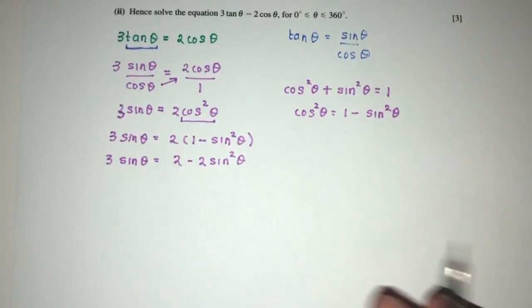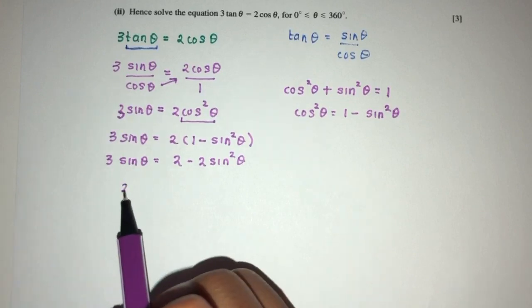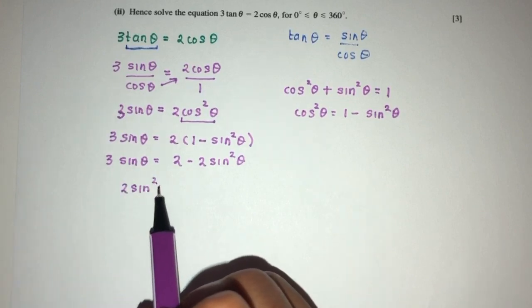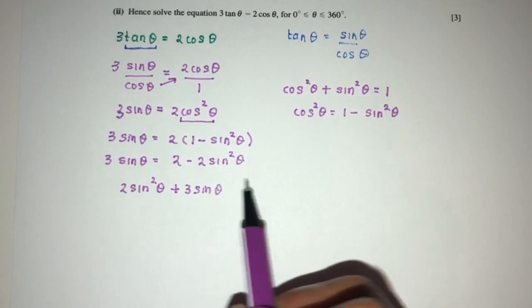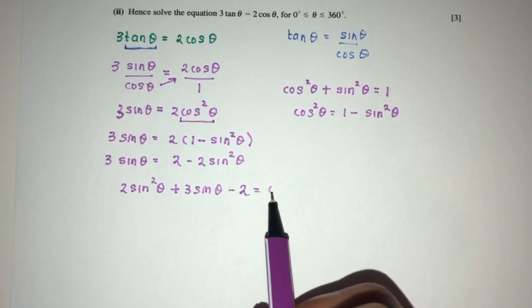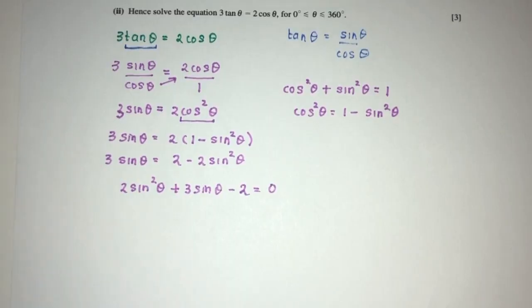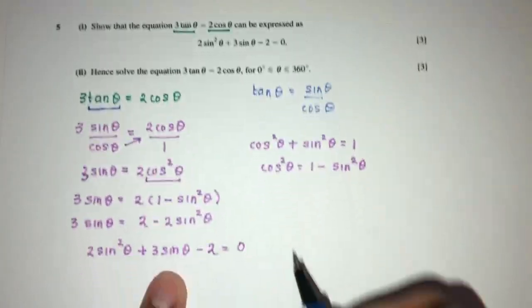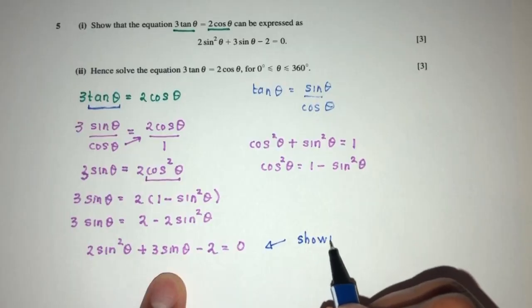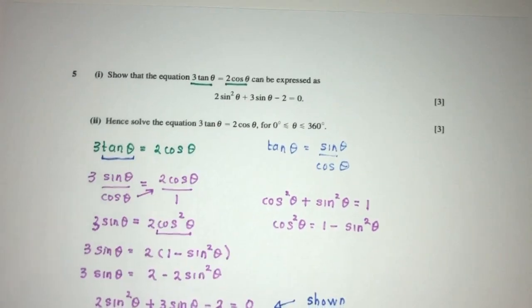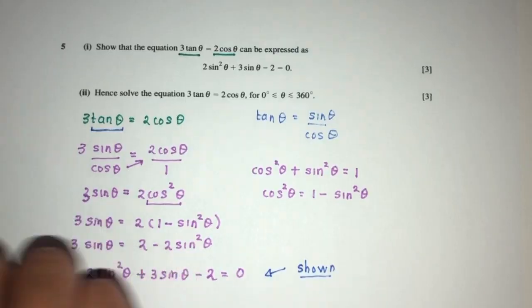Now let's send everything to one side. You will have 2 sine square theta plus 3 sine theta minus 2 is equal to 0. Aha, so now this is exactly what we are trying to find, and this is shown as required. Okay, that is part 1 of the question solved for you, shown as we need to show.